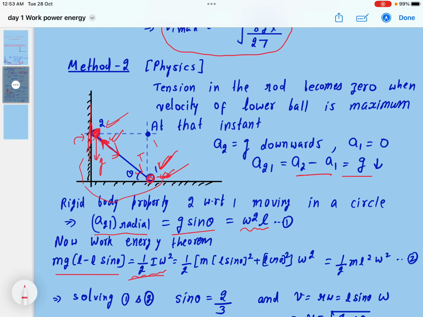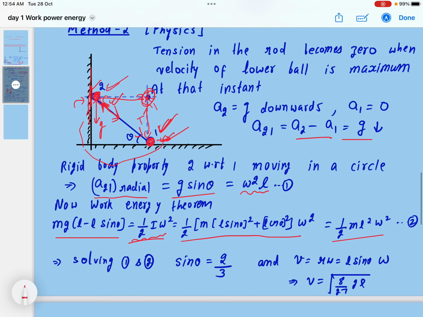Now we know a rigid body, when it is rolling, there has to be some instantaneous axis of rotation. That is the instantaneous axis of rotation. About this point the body is performing circular motion about the IAR at this instant. So at this instant, for this point mass the length is L sin theta, and for this ball 2, its length is L cos theta. So moment of inertia is m into L cos theta whole square. So half I omega square.